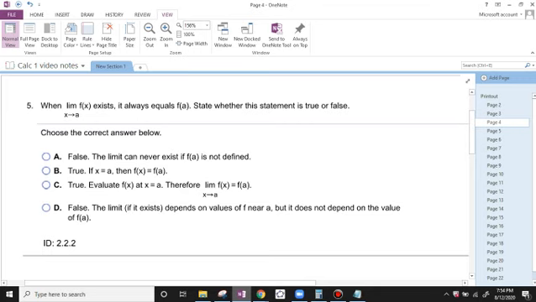All right, so we talked about this in class. If the limit as x goes to a of f of x exists, does it always have to equal f of a? Not necessarily. So this is a false statement. False. The limit, if it exists, depends on values of f near a, but it does not depend on the value of f of a.